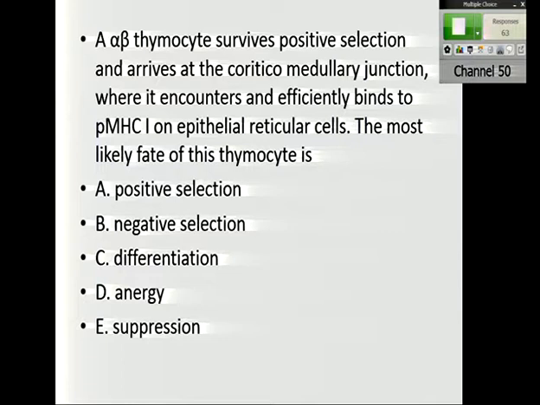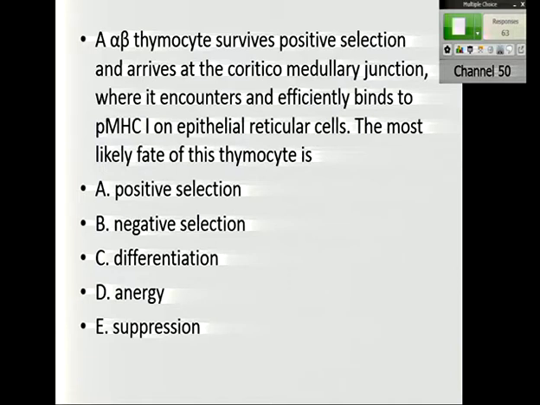Pardon me. It's dead. Negative selection means it's gone. It survives if there is positive selection. So one round it survived. But then again it is binding strongly to the self antigen. So the second round it gets eliminated. You see? Because there are multiple levels of checking.